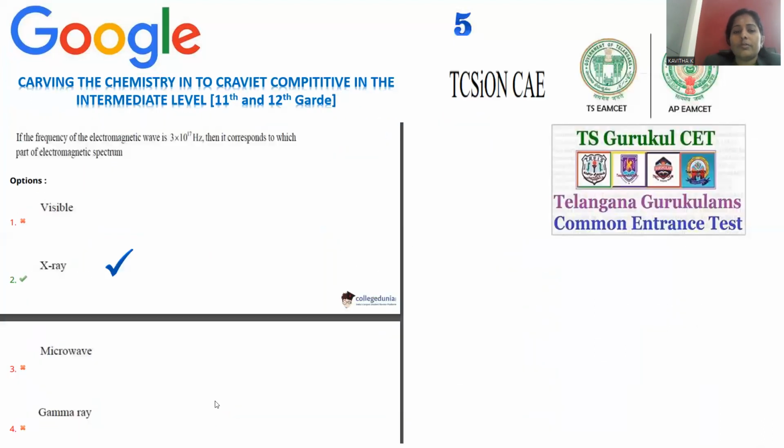Move on to question number 5. Question number 5 is collected from the Telangana MSET examination 2022. If the frequency of an electromagnetic wave is 3 into 10 to the power 17 hertz, then it corresponds to which part of the electromagnetic spectrum? Here, the electromagnetic frequency is provided.